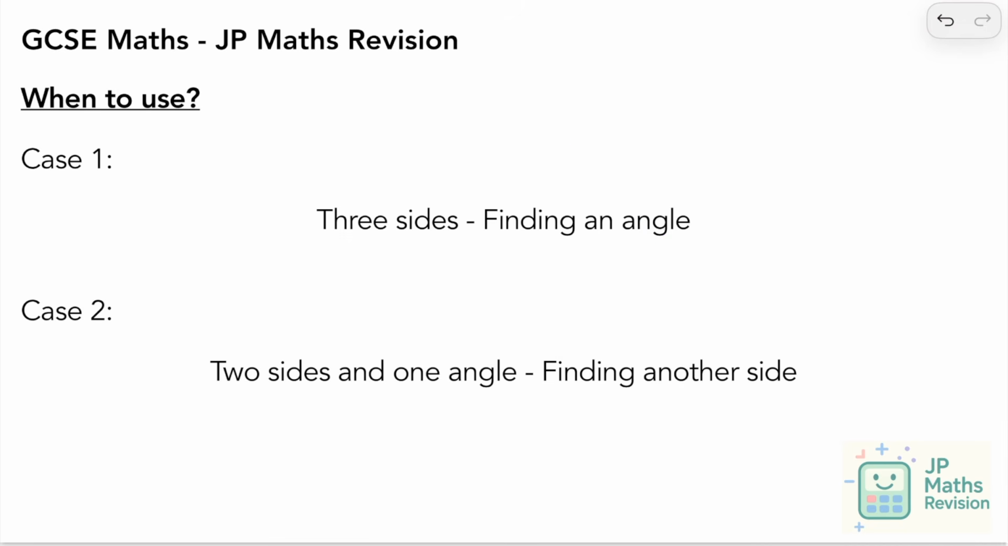So when can we use the cosine rule? If we have three sides and we want to find a missing angle, this is one way we could use the cosine rule. And if we had two sides, one angle, and we want to find another side, that is another instance where we could use the cosine rule.